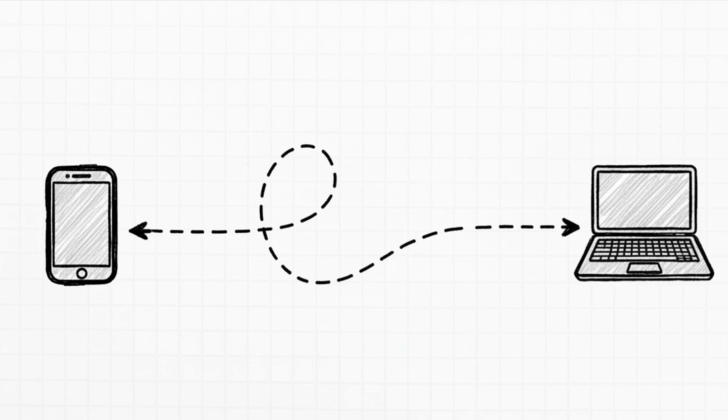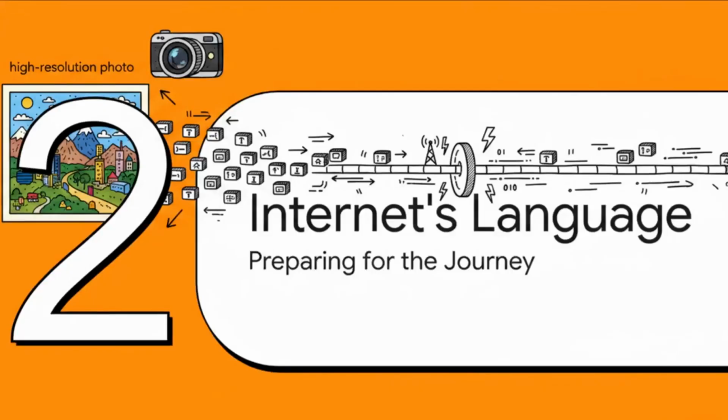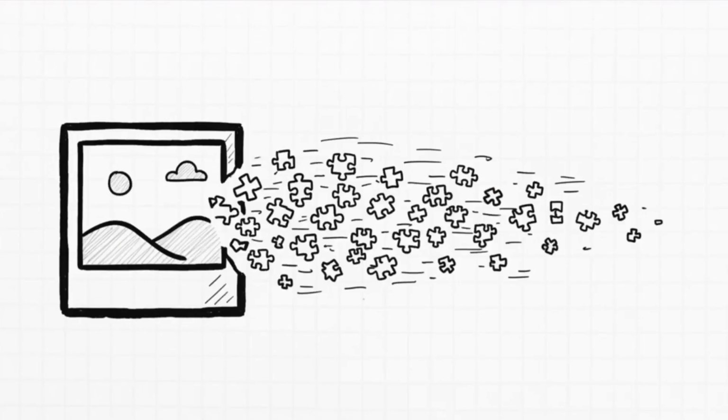But before our information can hit the road, it has to get packed up for the trip. So, how do we get our data ready for this big journey? I mean, you can't just shove an entire high-resolution photo onto the information highway all at once. It's way too big, it's clumsy. The system needs a much, much smarter way to handle it. So instead of sending it whole, imagine your photo is like a giant jigsaw puzzle. The network does something amazing. It basically shatters that puzzle into thousands of tiny, easy-to-manage pieces.